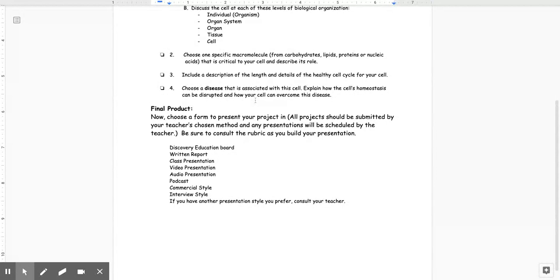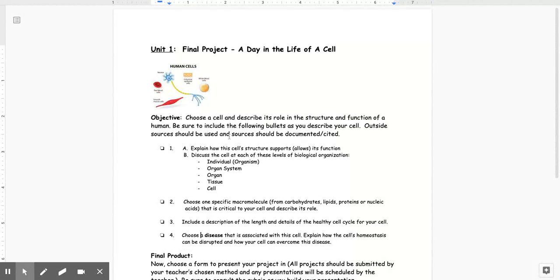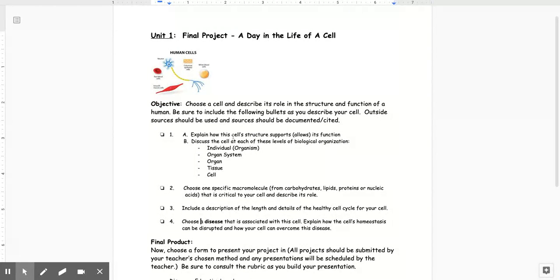And please note that your project will have to be submitted on Schoology. And if you have any questions, let me know. Thank you.